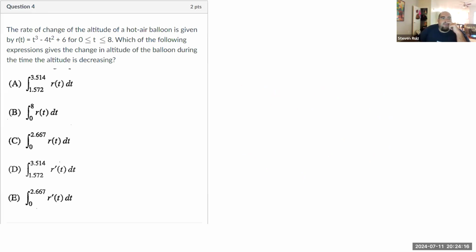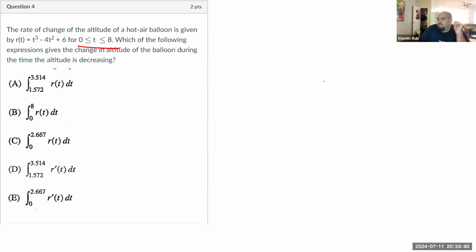And question 4, the rate of change of the altitude of a hot air balloon is given by this function. Which of the following expressions gives the change in altitude of the balloon during the time the altitude is decreasing? Okay, so we can't assume it's decreasing over the entire time. So let's find where the altitude is decreasing.